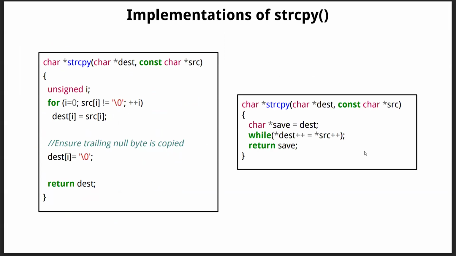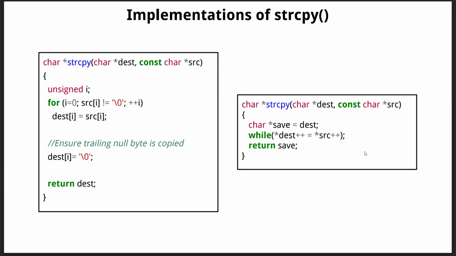String copy. We'll just take two addresses. The first one is the destination address. The second one is the source address. It will copy whatever is at the source to the destination. It only stops when the source ends with a 0. That's it. Before that, it keeps copying.